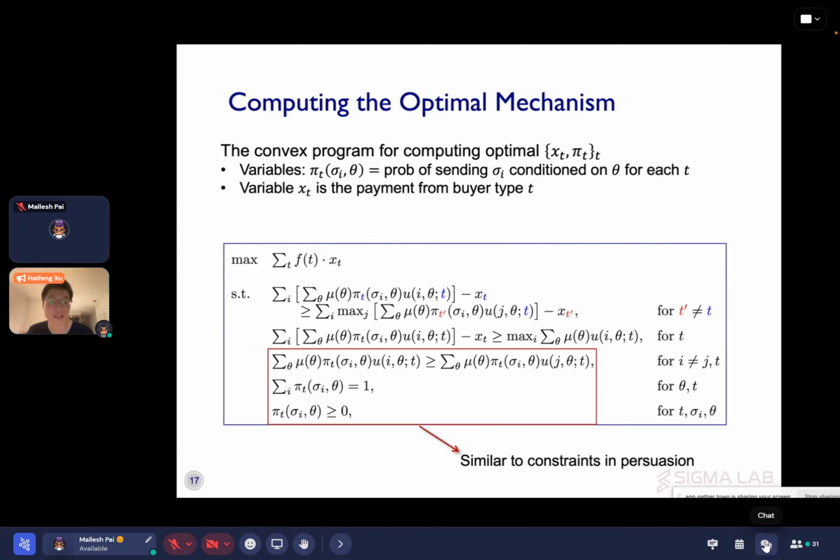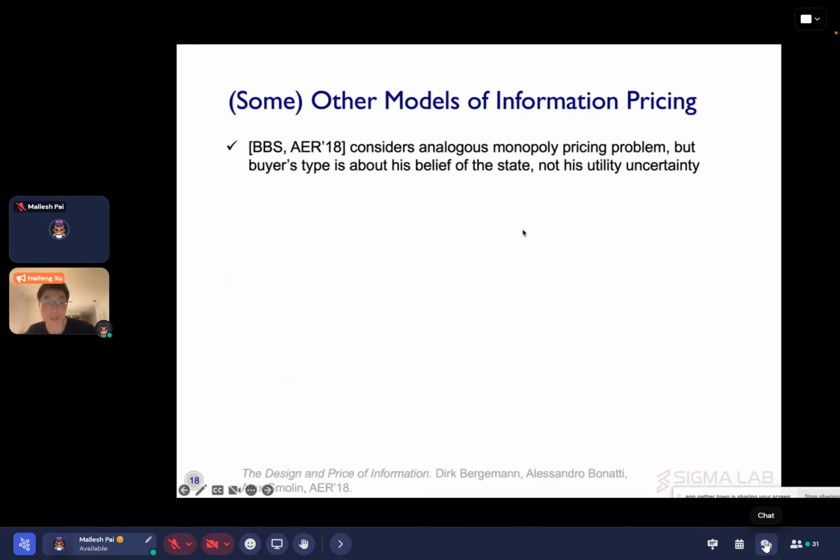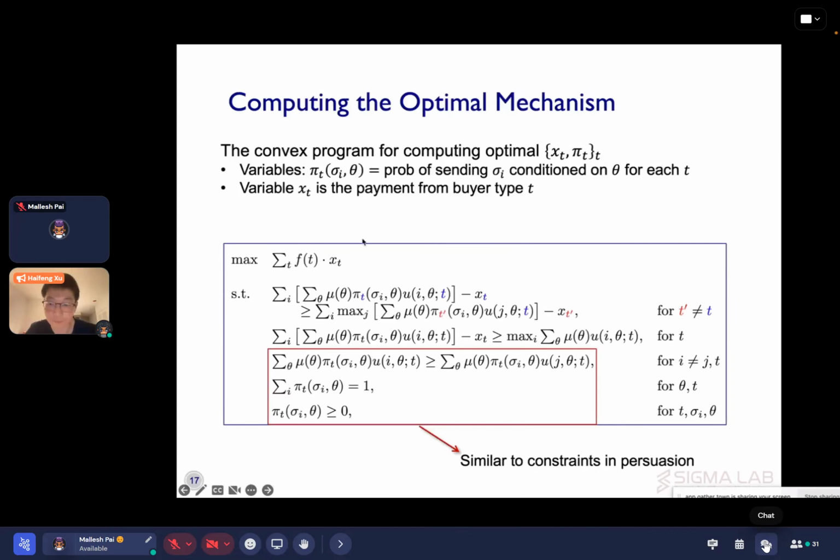That's what the direct information design signaling scheme is requiring, basically. And that's pretty much the convex program that computes the optimal mechanism in the previous problem. Good. Any questions here?